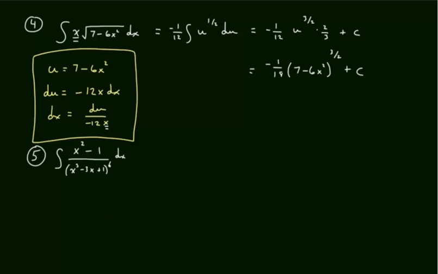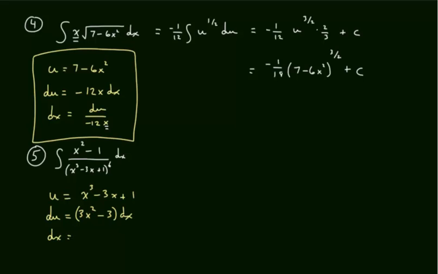Example number 5. Just in case you can't read that, the denominator says x to the power of 3 minus 3x plus 1, and then that entire quantity is to the power of 6. Press pause now, work it out. My u is x cubed minus 3x plus 1, that's my stuff. My derivative, my du, is 3x squared minus 3 times dx.